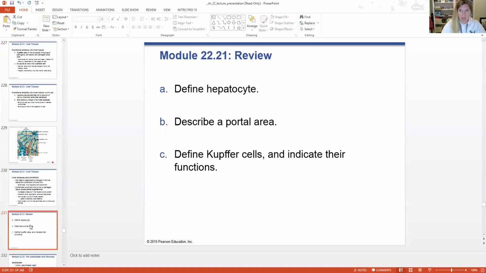We were just finishing up talking about the function of liver tissues, Kupffer cells, and the sinusoids. And now we're going to get into some of the other accessory organs of the digestive tract, including the pancreas and gallbladder. Let me switch here to screen share mode so you can see what I see.